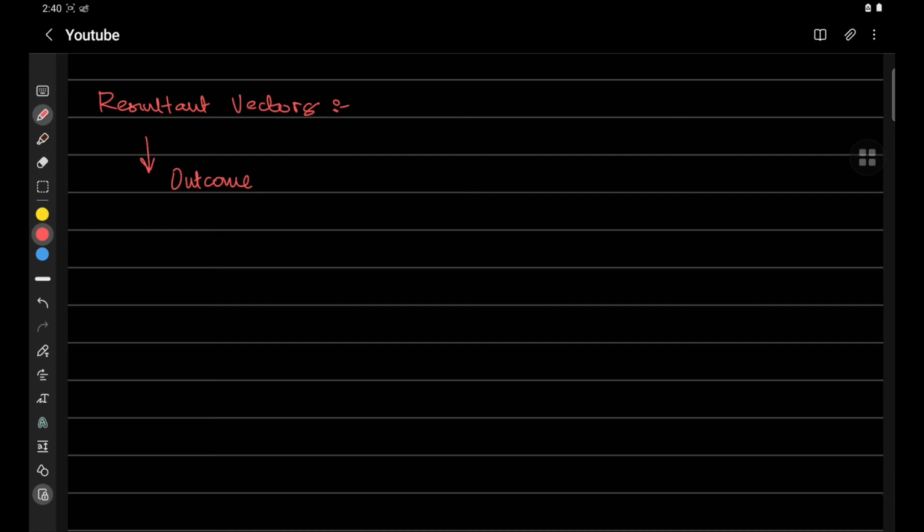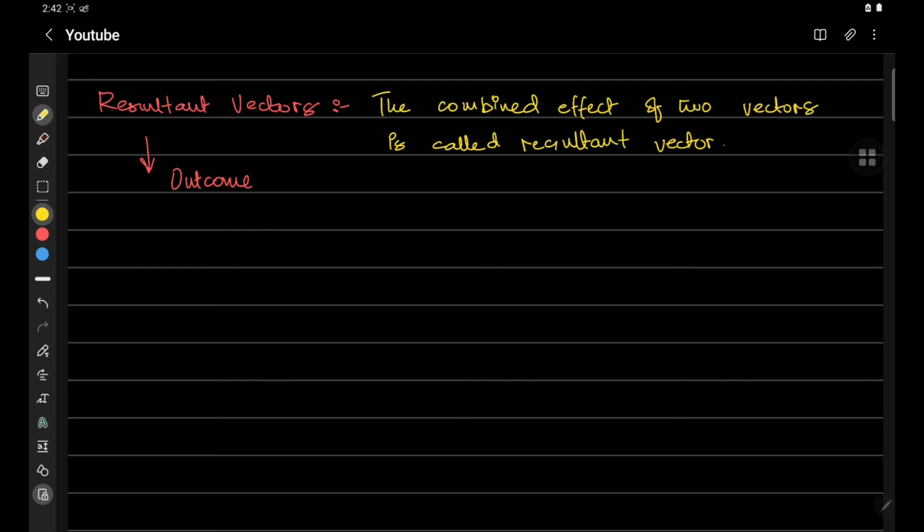Alright, so when we're talking about resultant vectors, we need to keep in mind that there's a possibility that we have multiple vectors that are being applied or that are acting. Okay, so when we have a combined effect of those two vectors or three vectors, right, it's called a resultant vector. Whatever we get is a resultant of that. All right. In our course, we're only going to be studying the effect of two vectors. Right. So the combined effect of two vectors is called the resultant vector.